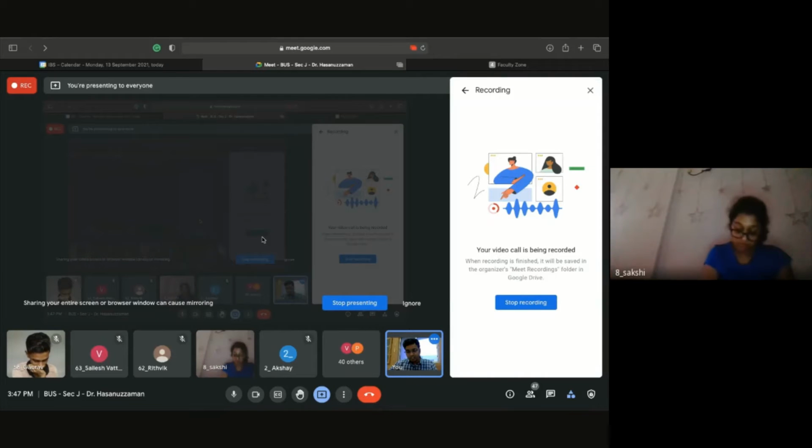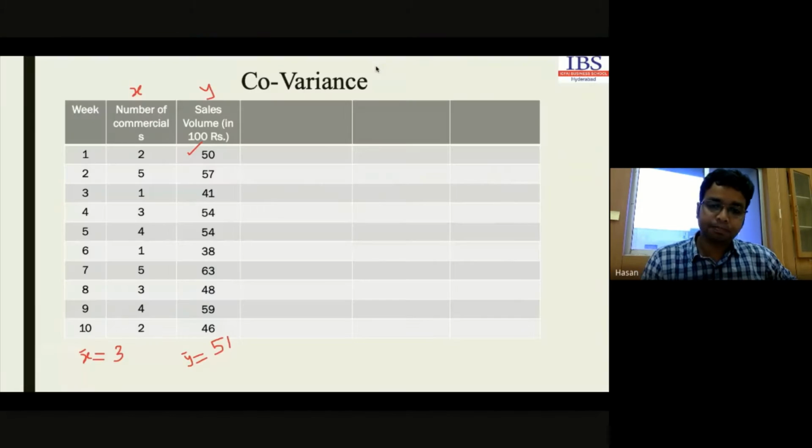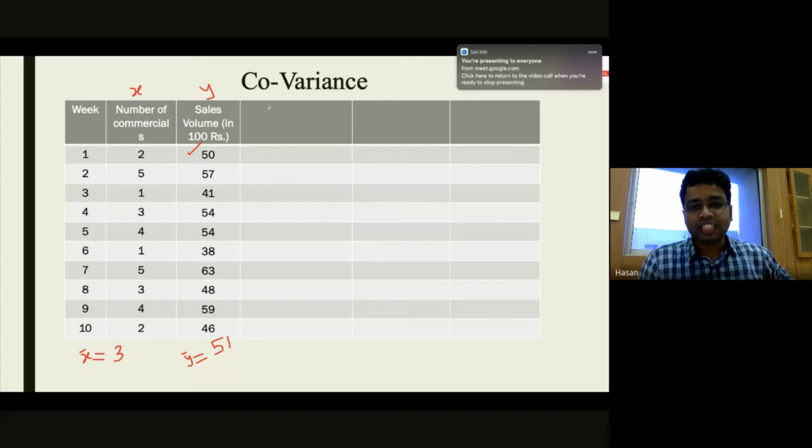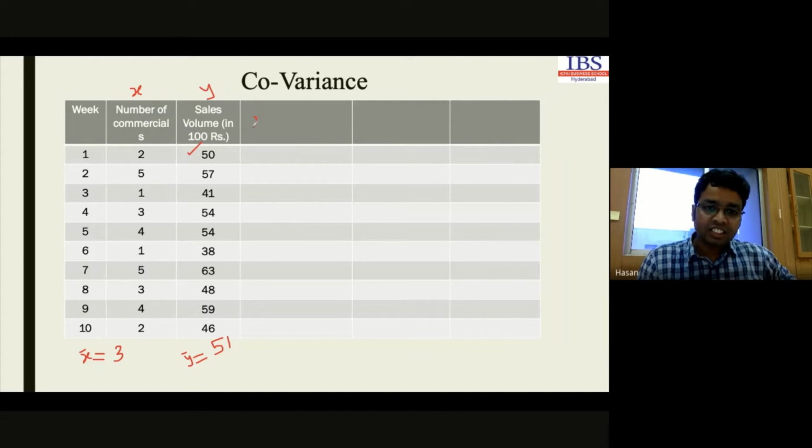Yes, sir. Okay, now what next? Next, we will have to check the variance first. Covariance, no, first the variance of x. This is x minus x bar. What will be the value here? Can you tell me? x bar is 3 and these are the x values. So x minus x bar is 2 minus 3. It will be minus 1, right, like this. So what will be the value here? You will tell and I will write whatever you say, okay?